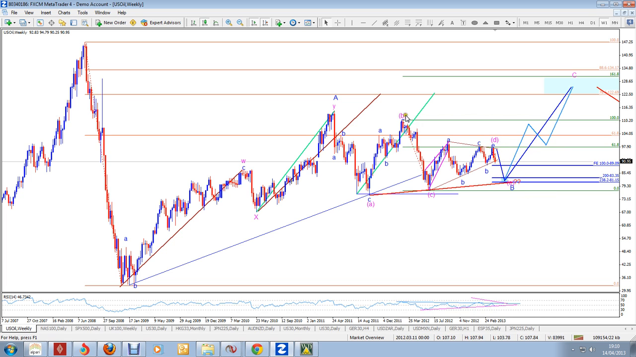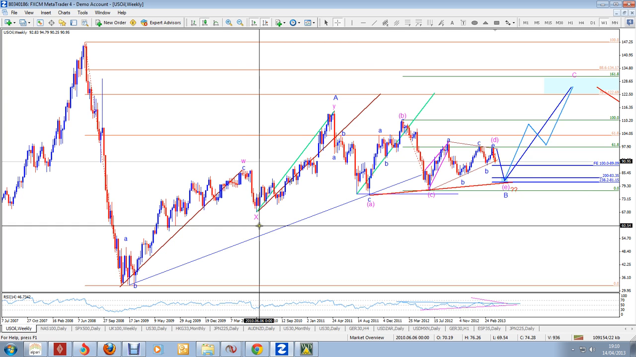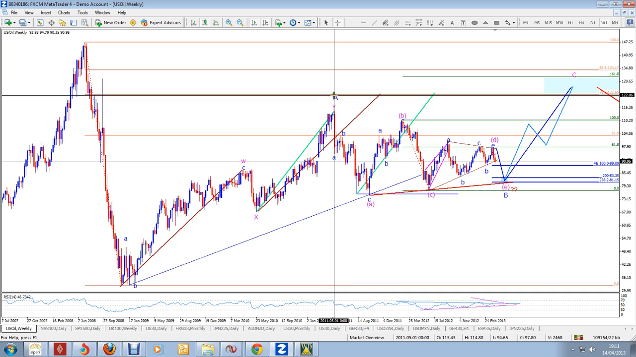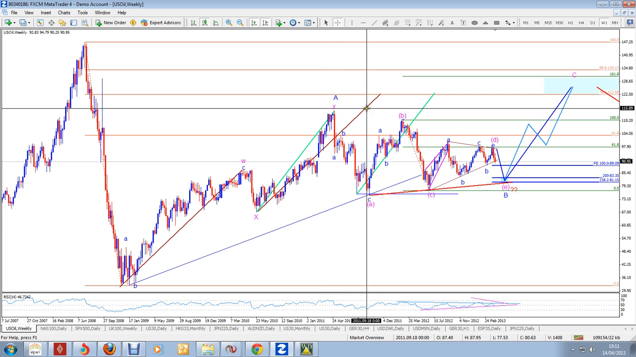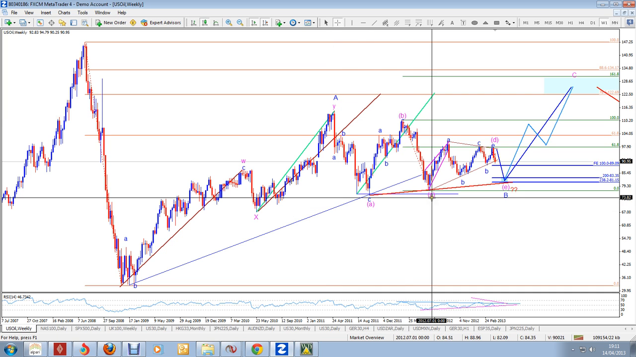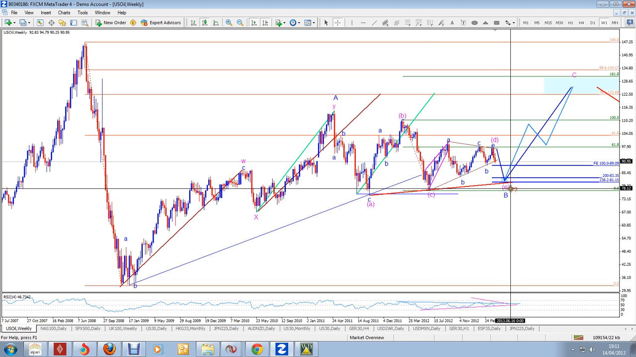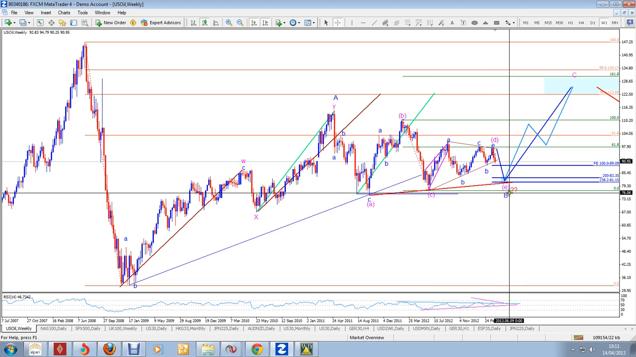wave D. So wave B in bracket, C in bracket, D in bracket, and now we are, I think, coming down to form this wave E in bracket. And once we complete wave E in bracket, that in fact will complete the entire correction. So we will have W, X, Y to give us wave A, then we got this A, B, C, D and E to give us wave B, and then we should go up.